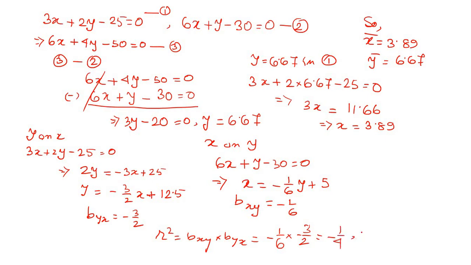So this is r square. So r will be actually minus half, and don't put a minus sign under the root, but this is how we handle correlation and regression coefficients. Both regression coefficients are negative, that is, the correlation will be negative. So your correlation is actually minus 0.5. So this is how we actually solve this particular problem.